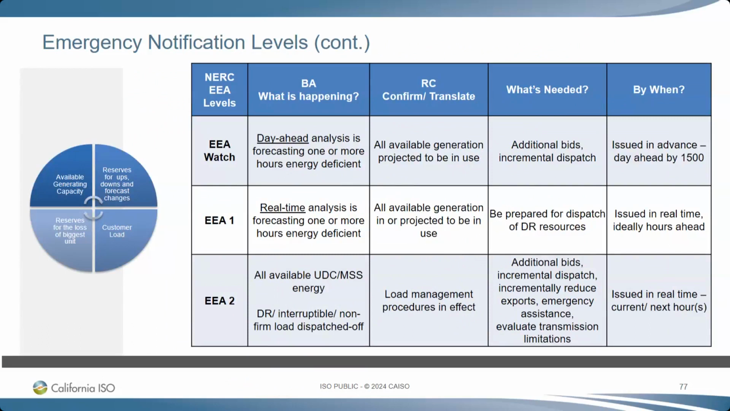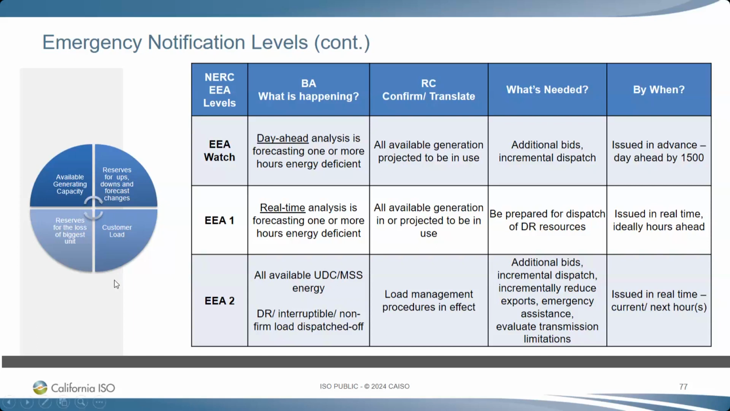So just a little more breakdown in these notification levels. If we're looking at what's going on, we've got our EEA watch. Day ahead analysis is being done from a BA standpoint. And you see what's happening for the RC, what's needed, and by when. So when we're looking at the EEA watch, we're looking at all generation to be used. What are some additional bids and any incremental dispatch that might be needed? And those are issued in advance, a day ahead by 1500.